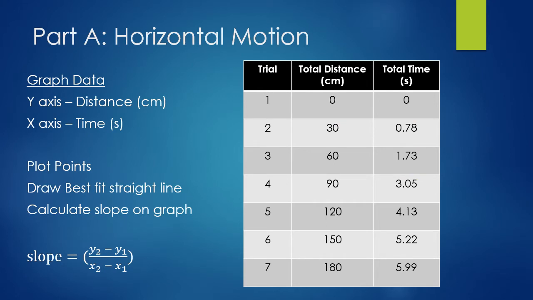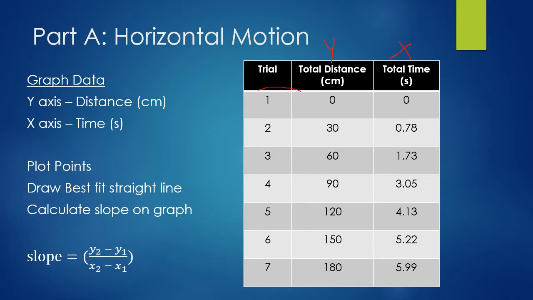We are then going to use the data collected from the horizontal motion to make a graph. So we're going to graph the data present in the table. How are we going to do that? Well, we're going to take the total distance in centimeters and plot those values on the y-axis. Then we're going to take the total time and plot those along the x-axis.